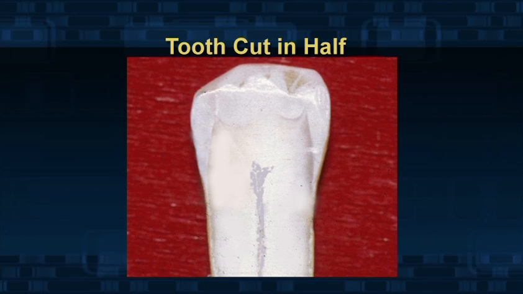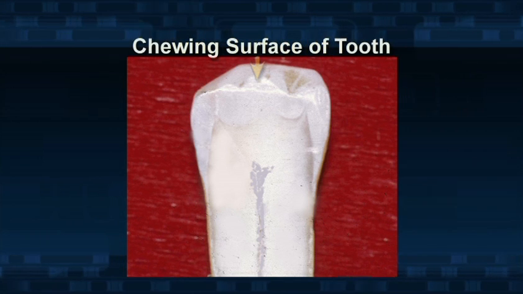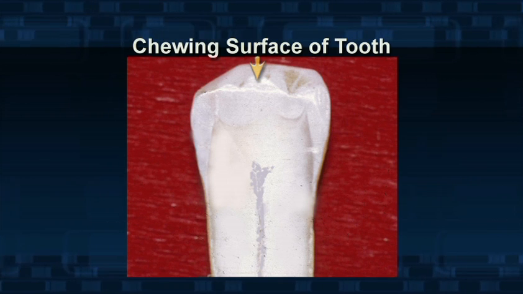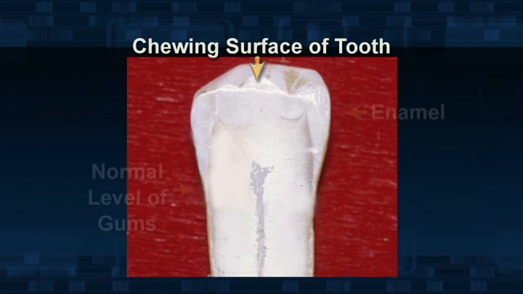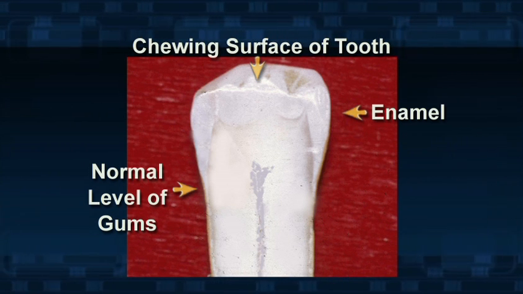Some knowledge of tooth anatomy is necessary for you to understand the nature of cracks in teeth and their significance. Note on the tooth that has been cut in half the following characteristics. The chewing surface of the tooth is covered with enamel, and it's the hardest substance in the body. It's about 1/16 of an inch thick. The enamel is only on the part of the tooth that extends into the mouth. It's not on the root surface.